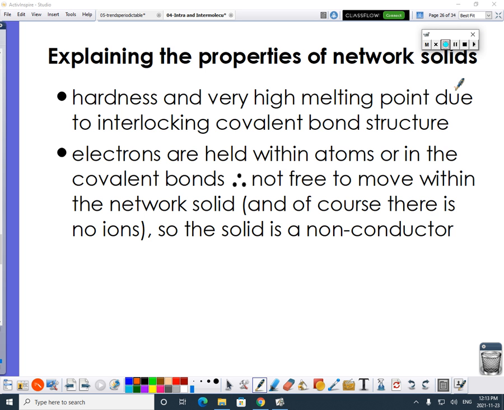So when you have a network solid, they are definitely very strong, which means that they are hard. They have very high melting points because covalent bonds are strong. And if you want, you can even add to this just to remind yourself that, in fact, a covalent bond is intramolecular, which it does say earlier in your note, but if you want to put it there as well.